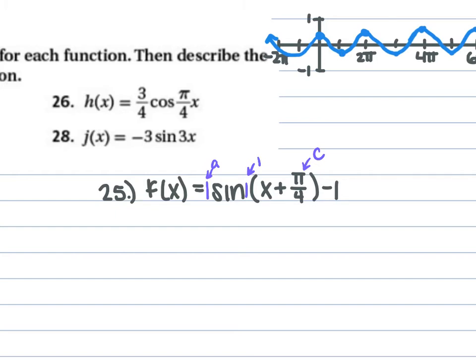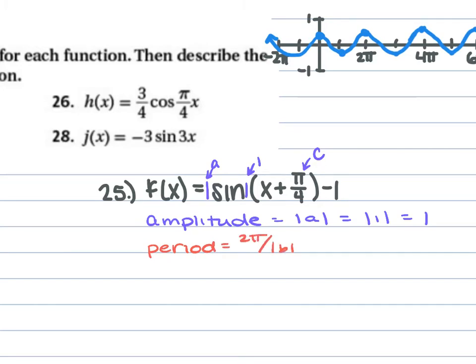So if a is 1, our amplitude is 1. Remember, it's the absolute value of a, which is the absolute value of 1, so that's 1. Our period is 2 pi over the absolute value of b, so that's 2 pi over the absolute value of 1, which is just 2 pi.